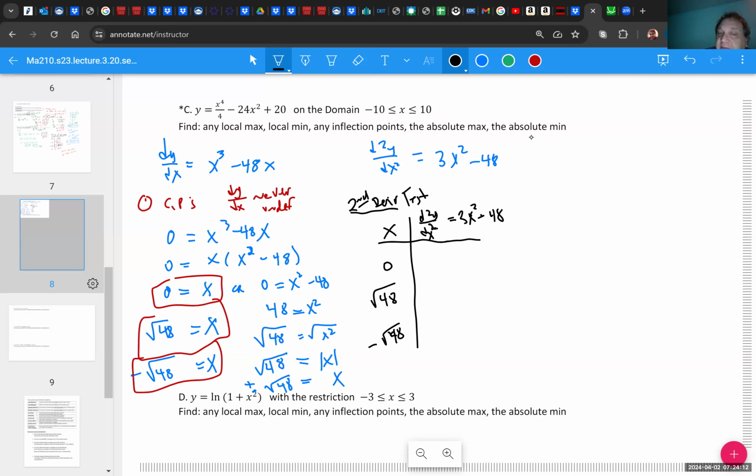All right, so I plug in 0. Remember, this is the equation I'm plugging into right there. I plug in 0, I get 3 times 0 squared minus 48, which is negative 48, which is less than 0.